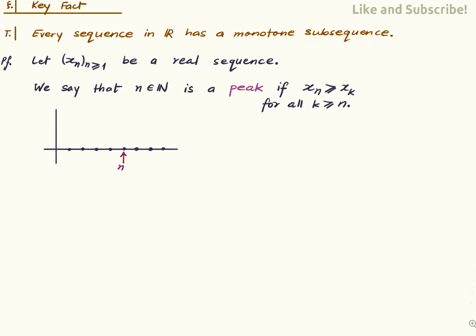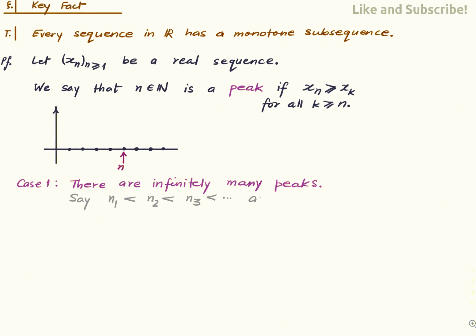Now there are two cases. Case 1 is that there are infinitely many peaks. One is that there are infinitely many peaks, and the other is that there are only finitely many peaks. Of course, only two cases are possible. So in this case, say n1, n2, ... are all the peaks.